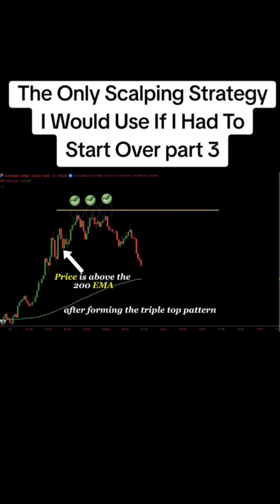After forming the triple top pattern, the market starts reversing lower. However, notice that price is still trading above the 200 exponential moving average. This is very important because it tells us that, despite the short-term pullback, the higher time frame trend is still bullish. Now look at what happens next.